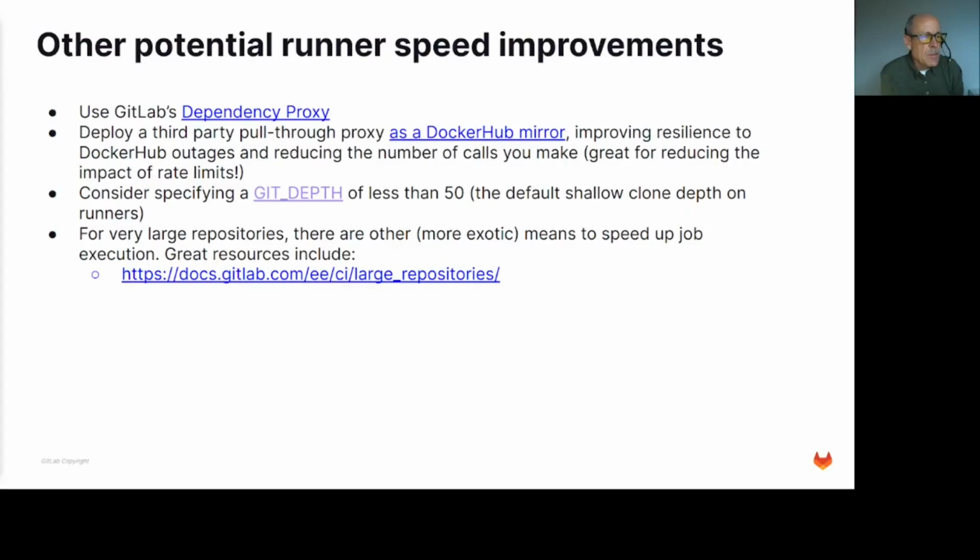If you're not using GitLab's dependency proxy, which I do recommend, we recommend deploying a third-party pull-through proxy, which works in the same way as the dependency proxy, helping to improve resiliency to Docker Hub's outages and also reducing your rate limits. Consider specifying a Git depth of less than 50. This allows Git to request only the latest set of changes for a given branch up to the desired number of commits. For very large repos, especially mono repos, there are other and perhaps more exotic means to speed up job execution. And here's a link which we will leave as an exercise to the reader.